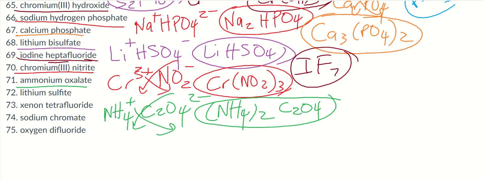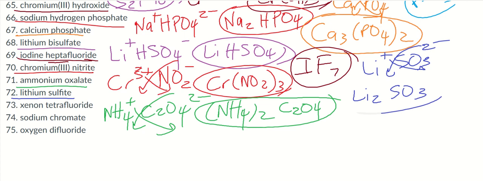Okay, let's go back to blue. Lithium sulfite. Lithium, group 1, 1 positive. Sulfite. Sulfate is SO4. What's sulfite? 1 less oxygen. SO3, same charge. 2 negative. Crisscross. Bring that 2 down there. You don't have to bring the 1 anywhere. Li2SO3.